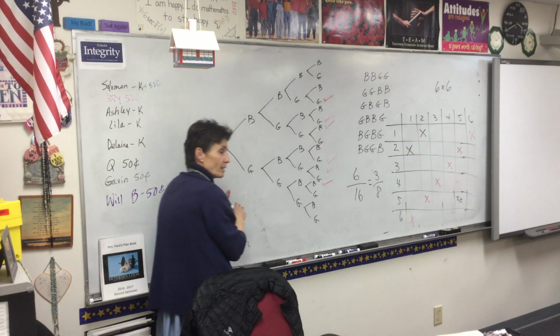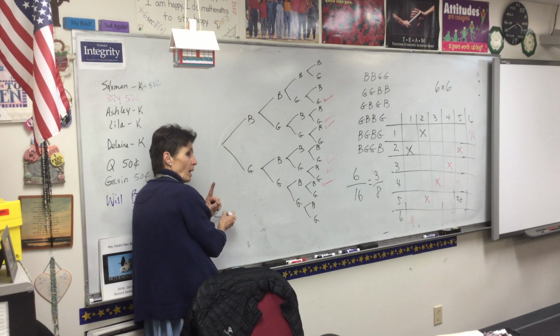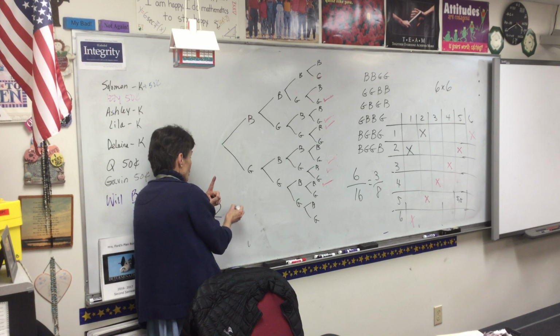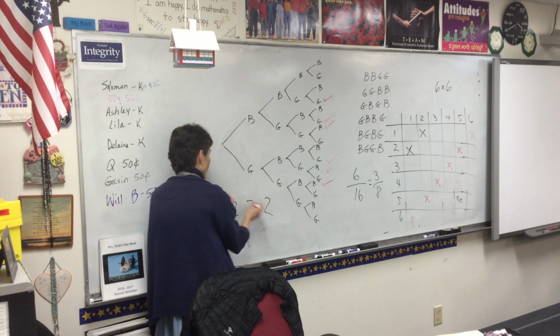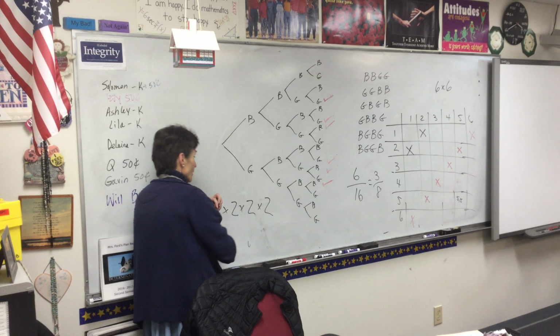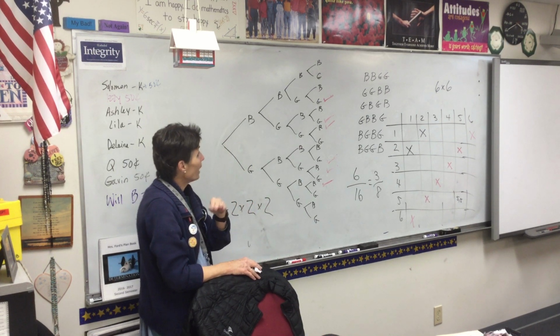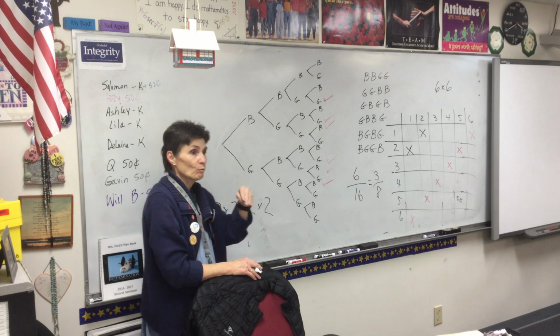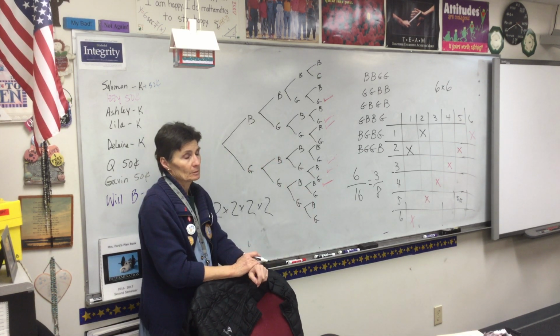Now, I'm having 4 kids. There's 2 possibilities for kid 1, boy or girl. 2 possibilities for kid 2. 2 for 3 and 2 for 4. That's your total number of ways. If you multiply up the number of ways each event can happen, that gives you your total.